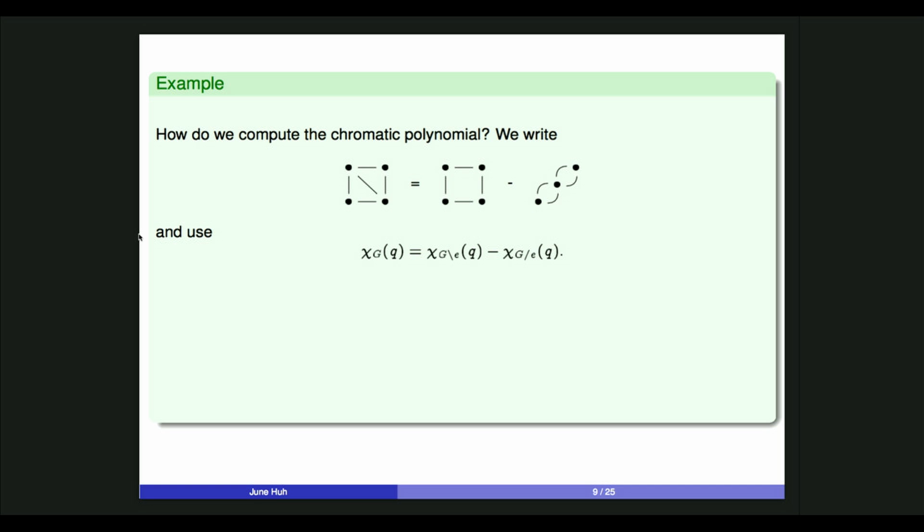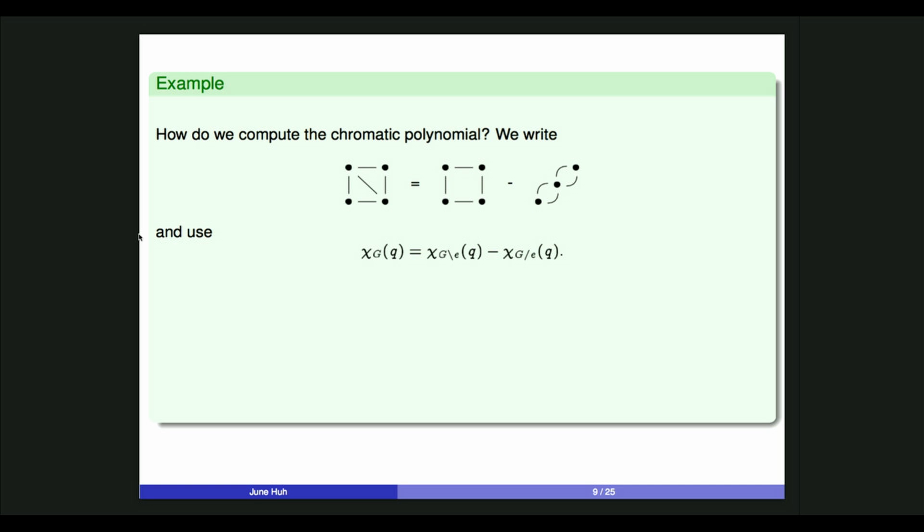So I would bet that if I give you 30 seconds, this is what you would do by induction. You start with your graph, and you construct 2 new graphs by picking an edge. Let's say I pick the diagonal edge. The first graph I'm going to construct is obtained by deleting the chosen edge, and the second graph will be obtained by contracting the chosen edge.